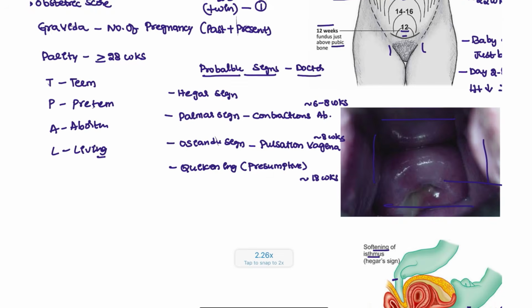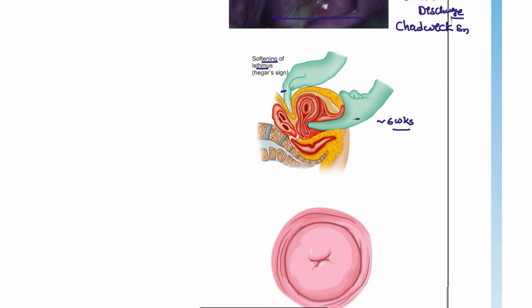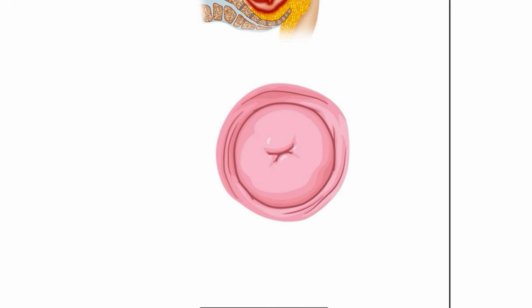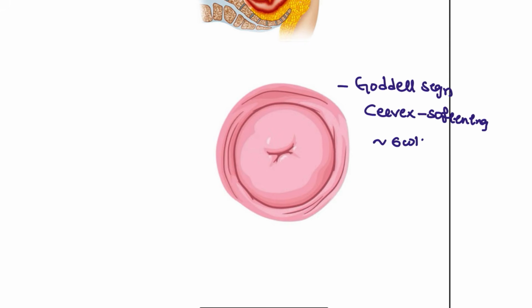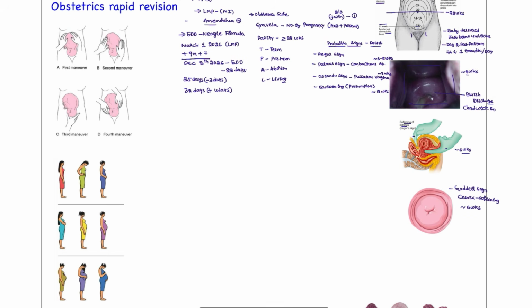So this is how we see the different types of probable signs. Another picture that you can see is the Goodell sign. What is the Goodell sign? The cervix is going to feel soft on vaginal examination. This is also seen around 6 weeks. These are all the probable signs that we expect in pregnant patients.